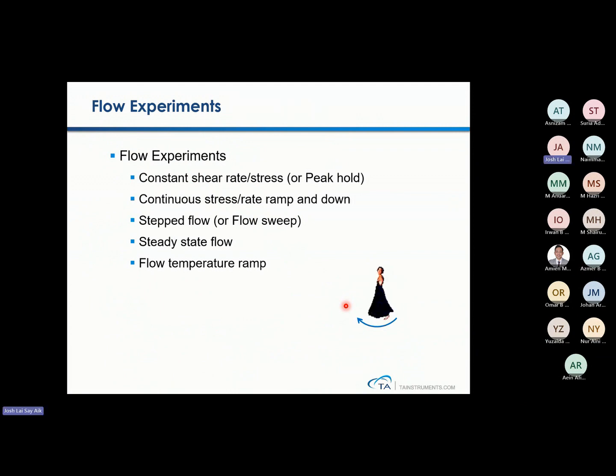So for information, the sample is loaded and sandwiched in between the upper geometry and the fixed Peltier plate. So typically a flow experiment is like this. They are going to stir the samples at a variation of shear rate or a single shear rate, depending on how you want to set it. So you can do a peak hold or constant shear rate or shear stress, continuous changing of shear stress or shear rate, step flow, flow sweep, steady state flow, or flow temperature ramp. I will explain to you one by one on this.